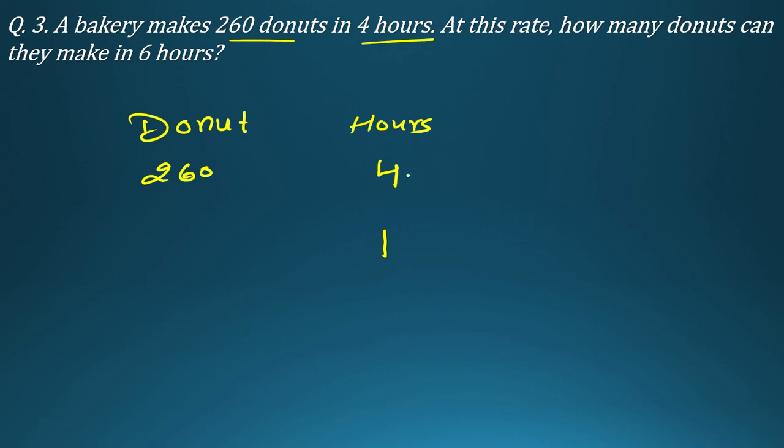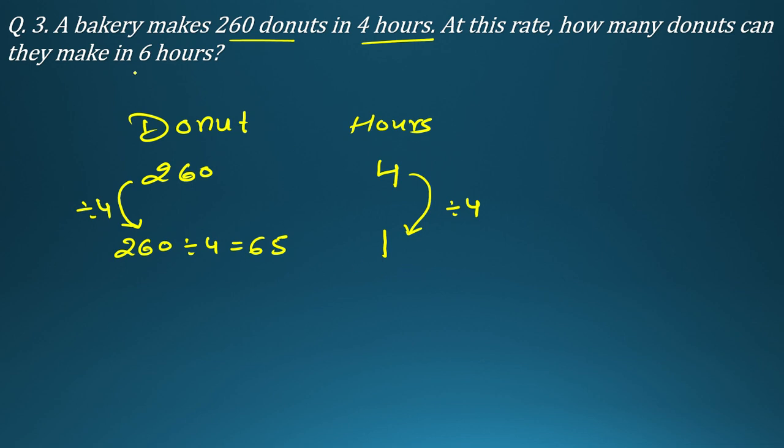Okay, so what you will do? Divide it by 4. So here also you will have to divide it by 4. Okay, so divide it. So 260 divided by 4, it will be equal to what? 4 times 6, 24, and then 2 remainder, 2. 4 5s are 20. 65 donuts in 1 hour.